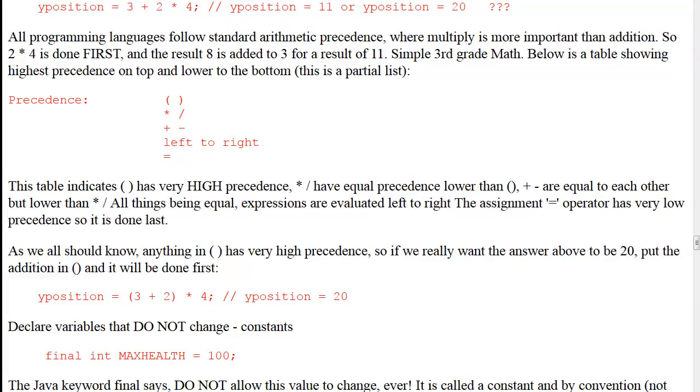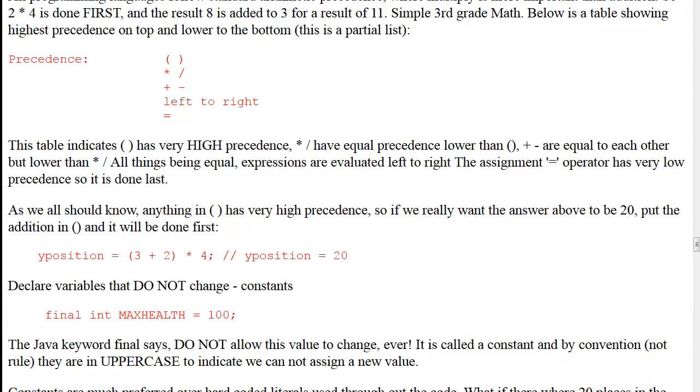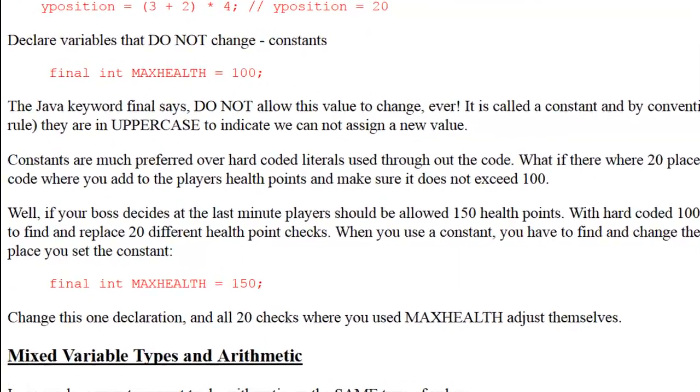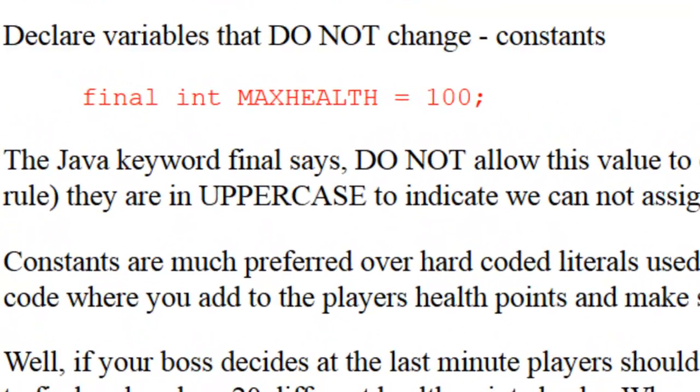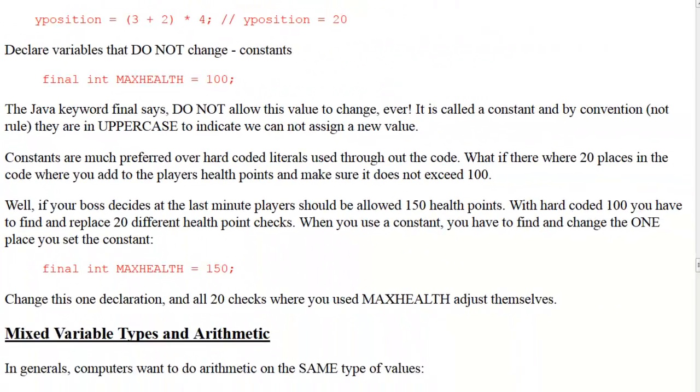Now, we can also declare variables that do not change. They are called constants. I'm going to say final int max health equals 100. This is Java syntax here. The Java keyword says do not allow this value to change ever. It's called a constant. And by convention, not by rule, they are uppercase to indicate we do not assign a new value to this. Once max health is set to 100, it stays 100 forever.